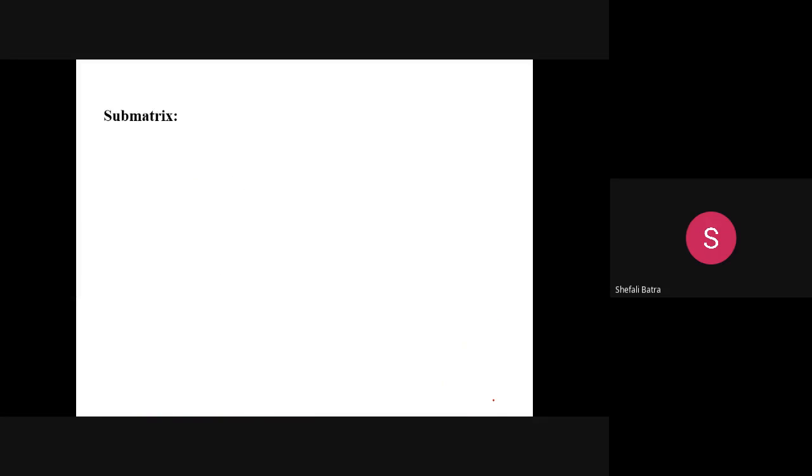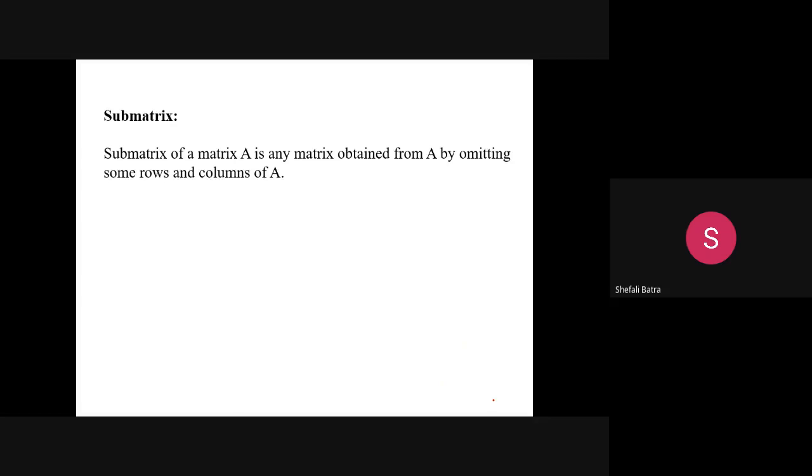Now come to the next, submatrix. What is a submatrix? A submatrix of a matrix A is any matrix which is obtained from the given matrix by deleting some rows and columns of that matrix. For example, if I'm having a matrix 1, 2, 3, 4, 5, 6, 7, 8, 9, and you need to find a submatrix of this matrix.